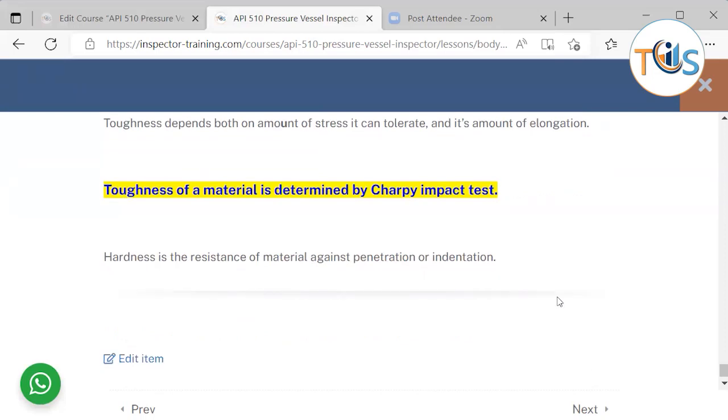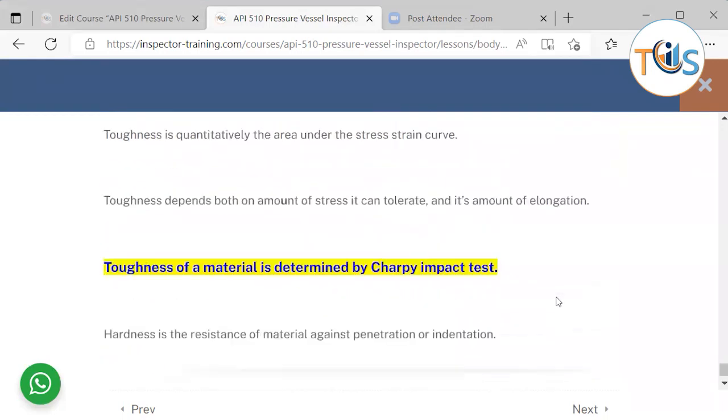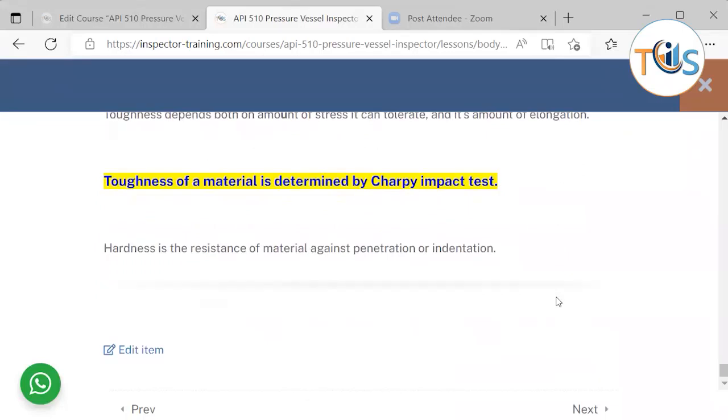And hardness is the resistance of a material against penetration or indentation. We will cover them in our next module. That's the end of module 2. Thank you.